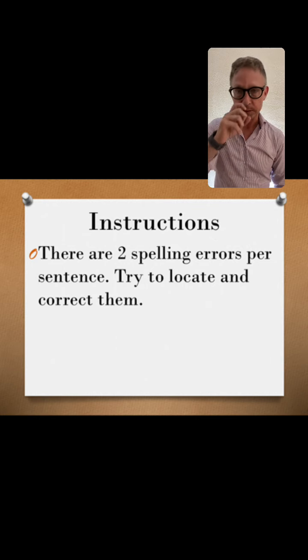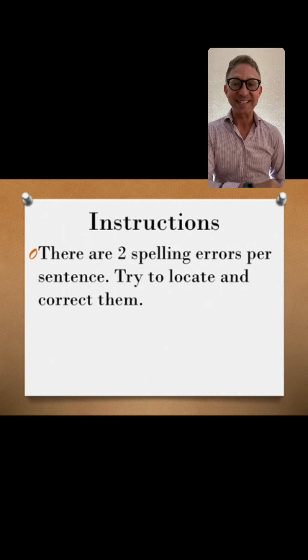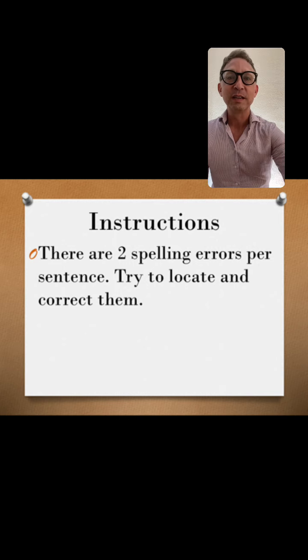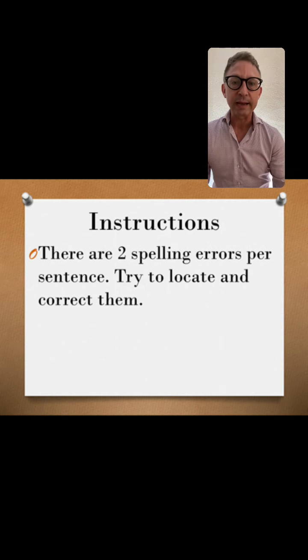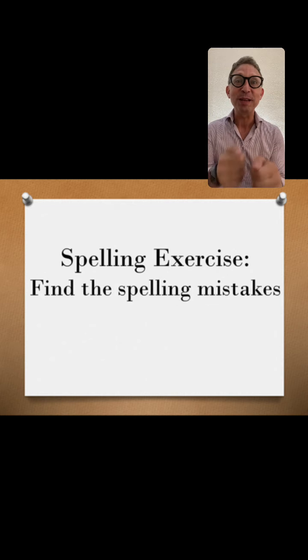So what are the instructions? There are 2 spelling errors per sentence. You have to locate them and write them correctly. And I will give you a few minutes. Don't worry. I will give you time to think about it. Of course, you can look them up, but that sort of defeats the purpose. But you can check. I will give you the answers, though, eventually. All right. Are you ready? Let's begin. So get something ready to write with.